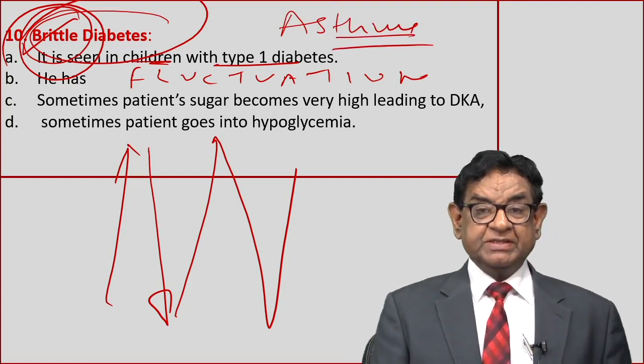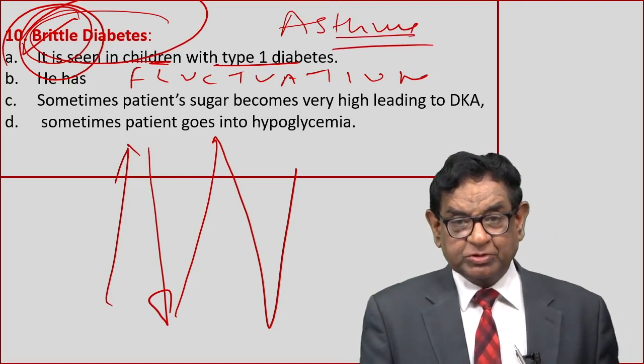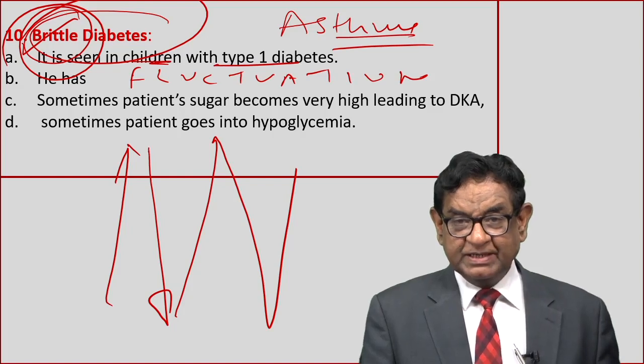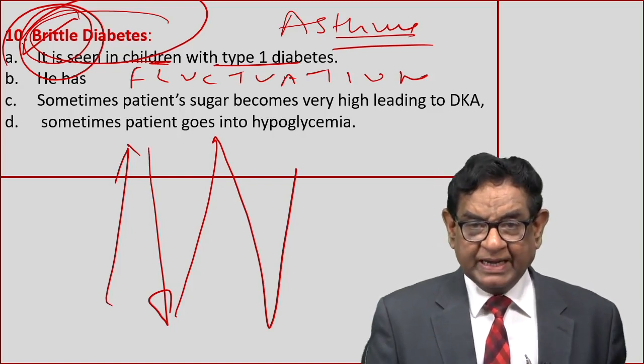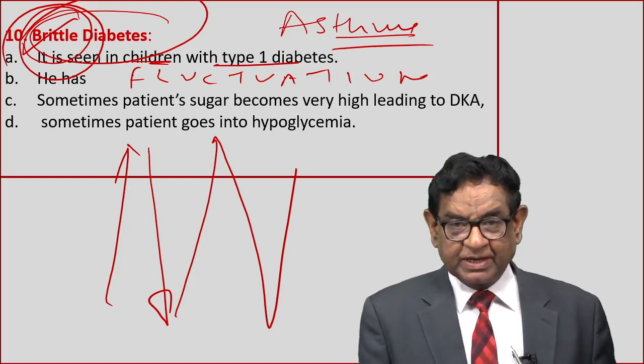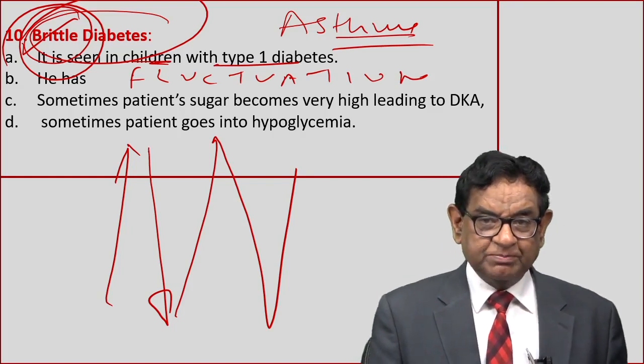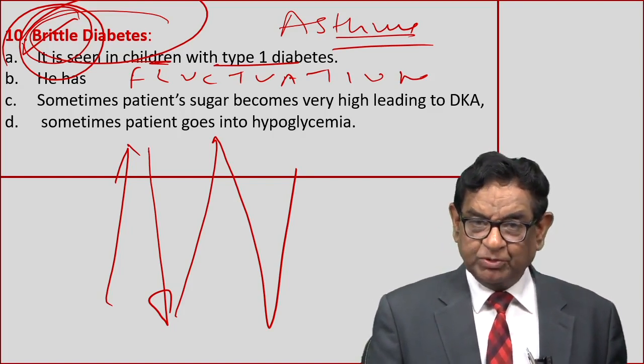Again in children, suddenly the patient goes into severe bronchospasm within a couple of minutes. This is due to a so-called local anaphylactic reaction in the bronchial tree. So we have two terms, brittle asthma and brittle diabetes, both in children.